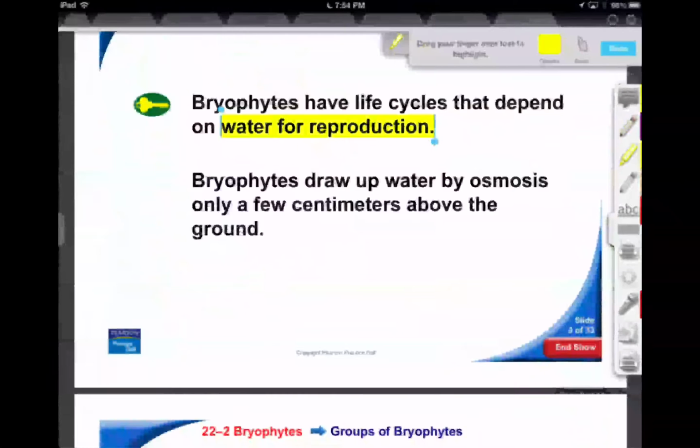Now, when they say they draw up water by osmosis, osmosis is the flow of water from an area of low concentration to high. That's what happens when you get thirsty and you take a drink of water. The water spreads throughout your body and it goes through your cell membranes and it rehydrates you. Really what's happening is they're drawing up water. You can think of it in a sponge-like mechanism.